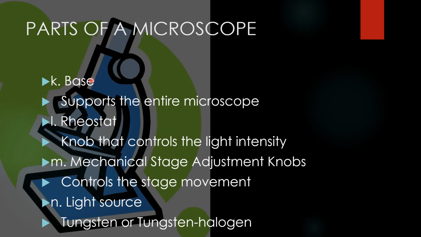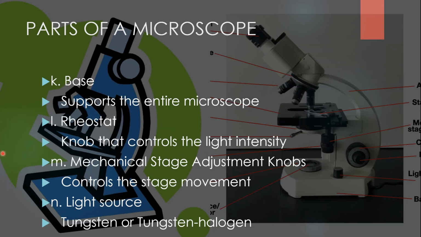Okay, and then you have your base. Your base will support the entire microscope, of course. And then you have your rheostat or the light source. This is a knob that controls, sorry, rheostat or your light control knob. This one will control the light intensity.